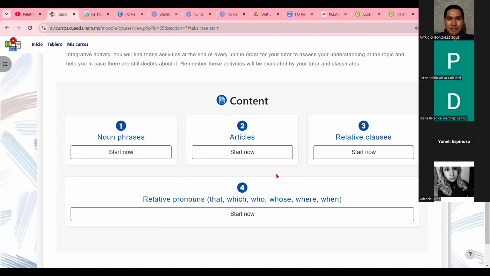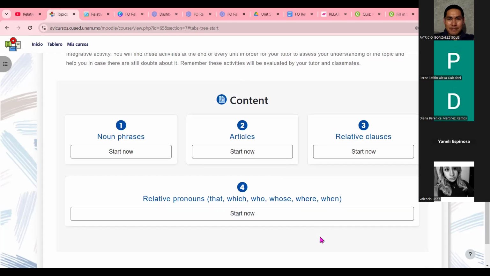When you scroll down, you are going to see 4 topics: noun phrases, articles, relative clauses, and relative pronouns. Okay? Today, the topic is relative pronouns. This is our topic.